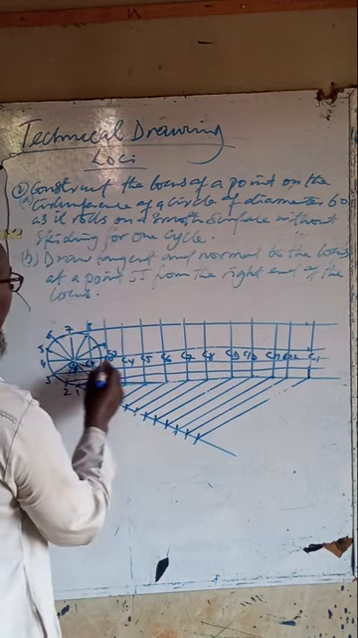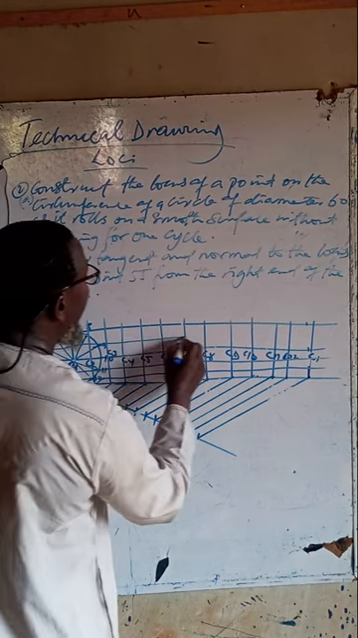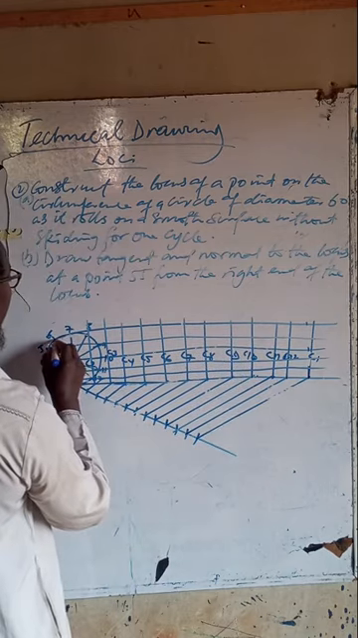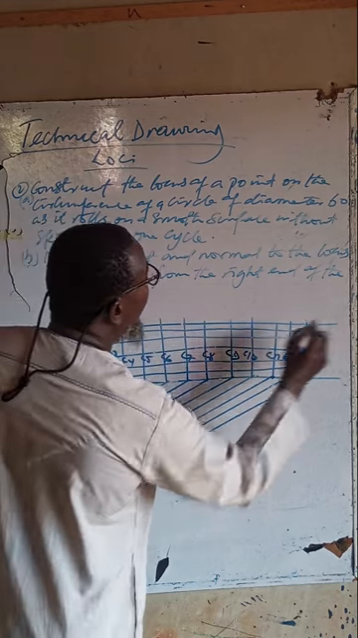Then 4 and 10 is already there. This is 5 and 9. Draw it on 5 and 9, like this. Then this is 6 and 8. Put it on 6 and 8, like that.